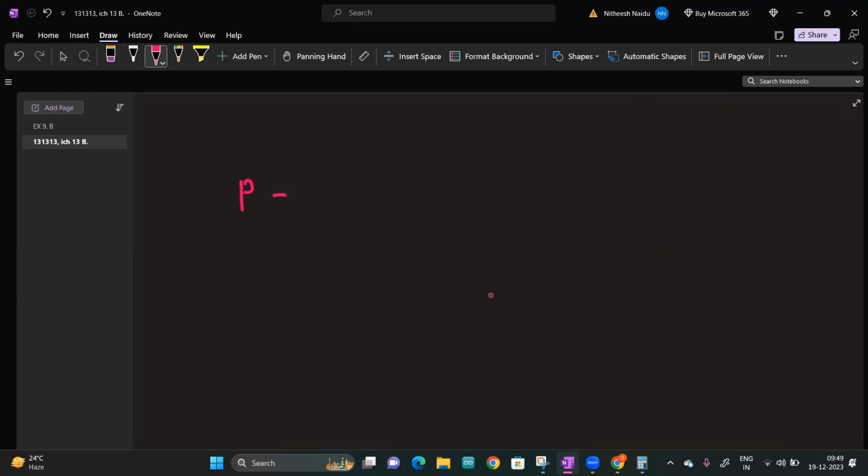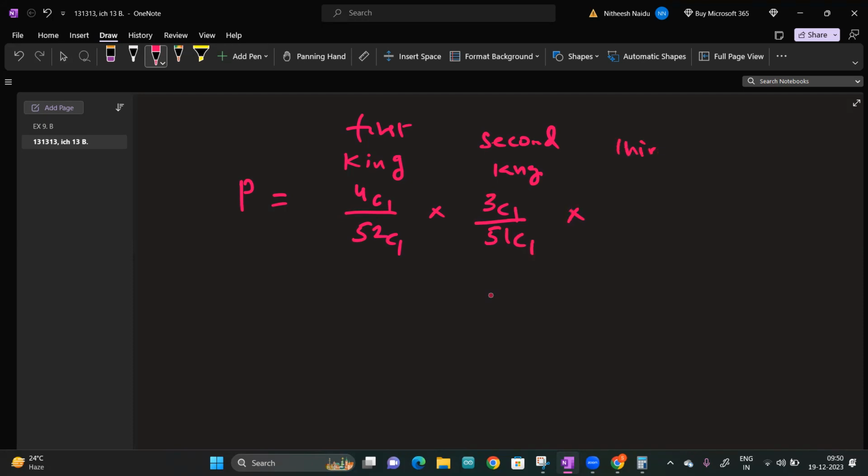Okay. Let's start the process. P is equal to: write down, first card is king card. How many king cards are available? 4 out of 52. And second is also king card. What have you done with the first king? He's throwing it away. How many kings are available now? 3 kings out of 51. Very good. Next, third card is also king card. How many kings are available? 2 kings out of 50. And fourth card is a king card. Only 1 out of 49.